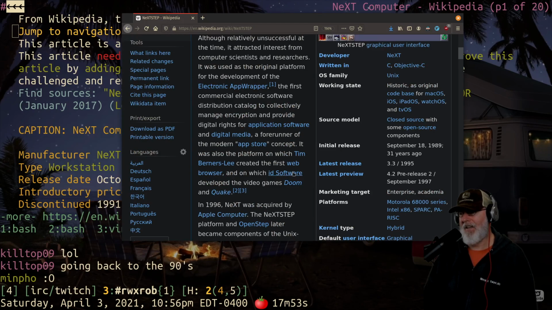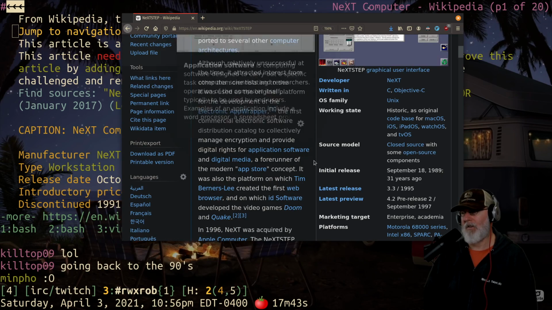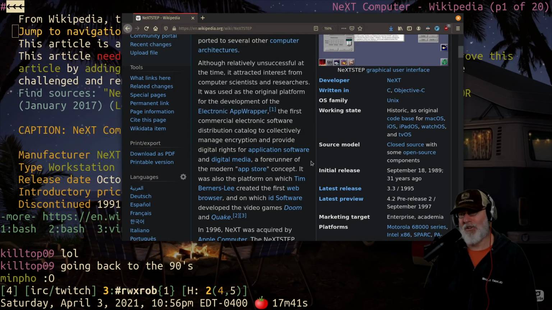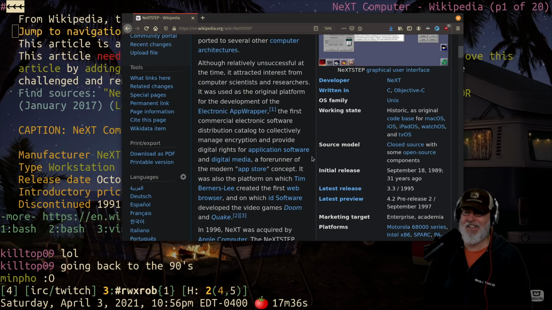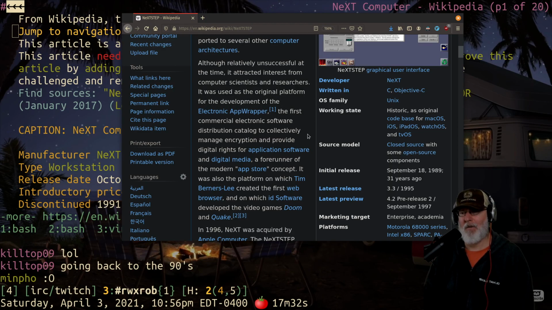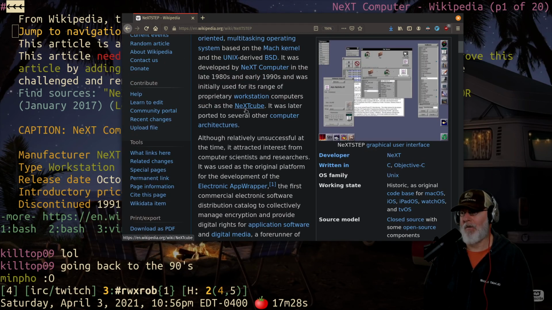Yeah, I did not know id Software used NextStep to build Doom and Quake. Doom and Quake were built on NextStep. Holy cow! The first World Wide Web was built on NextStep. So you know what? You can actually say the World Wide Web was built on a Mac, because the underlying OS that later became Mac OS and Darwin and all that is NextStep. So I'm going to prove it right now.